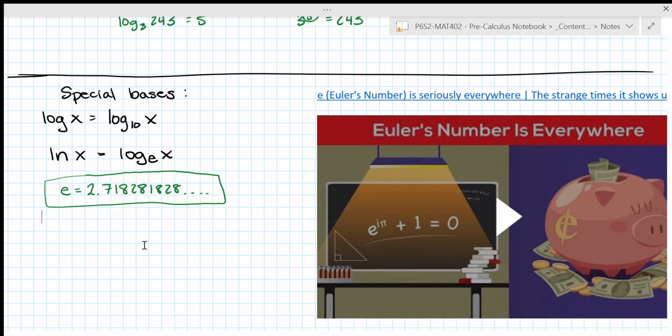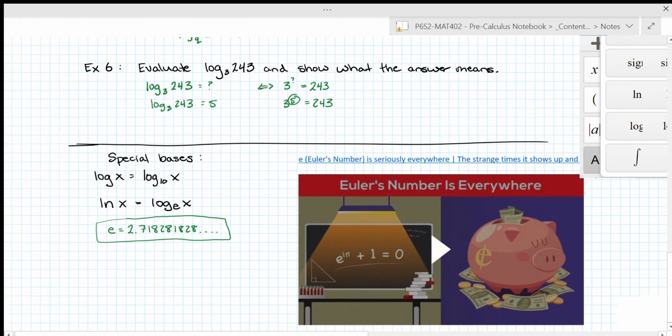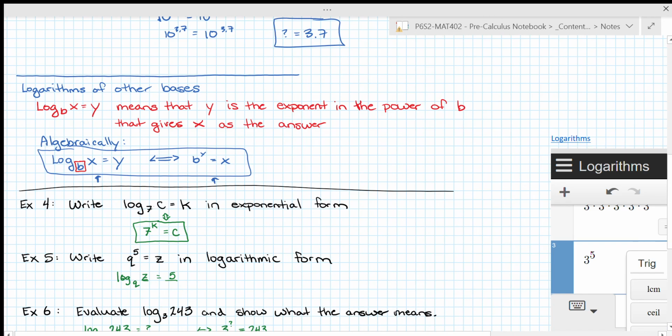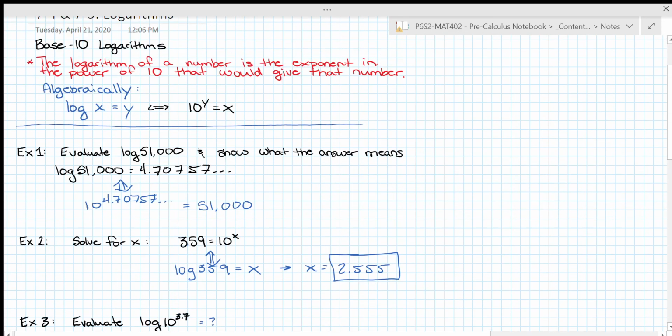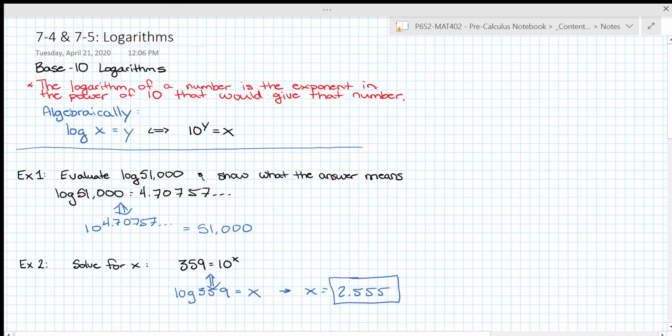All right, there you have the introduction to what logs are. Make sure you watch the next video on what some of the properties of logs are and how we use those to rewrite different logarithmic expressions and eventually use them to solve equations.